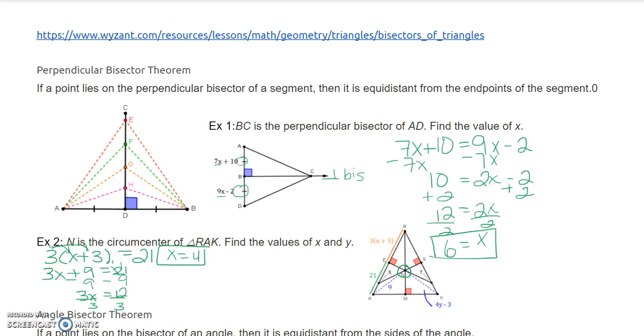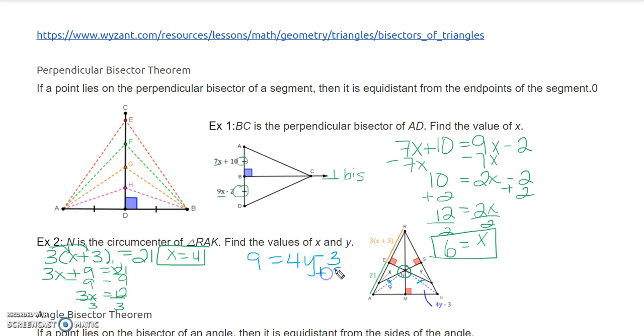Now I want to go back and find y. Okay, so y, I have this blue dotted line that is 4y minus 3, and I have this other blue dotted line that is 9. Well, since this is the perpendicular bisector, that means anything along that point is equidistant to the endpoints. Equidistant means they're the same distance. So that means that 9 equals the 4y minus 3. They are the same distance apart because of the circumcenter N.